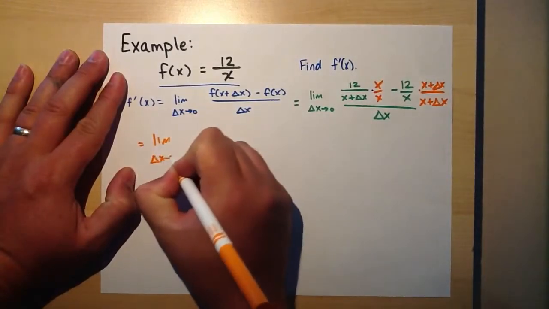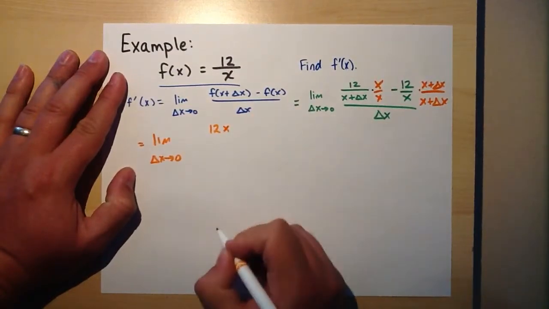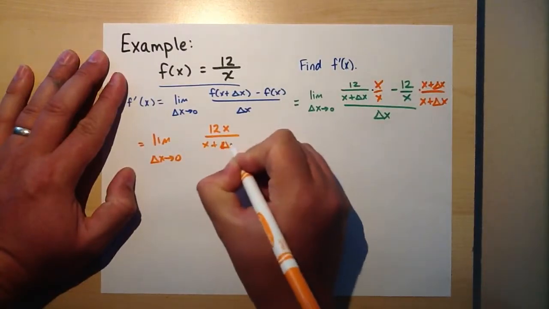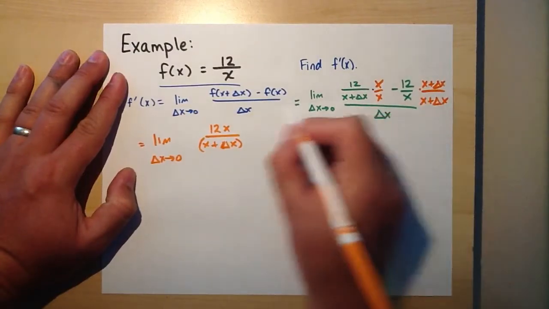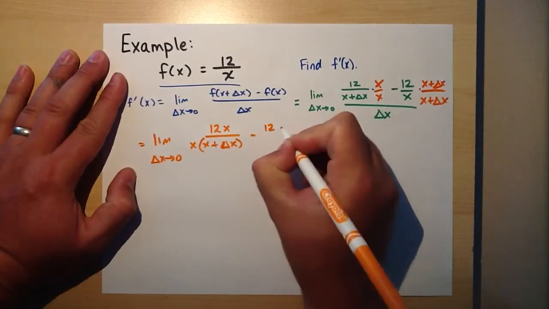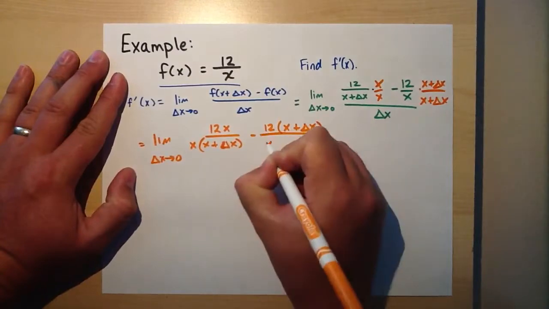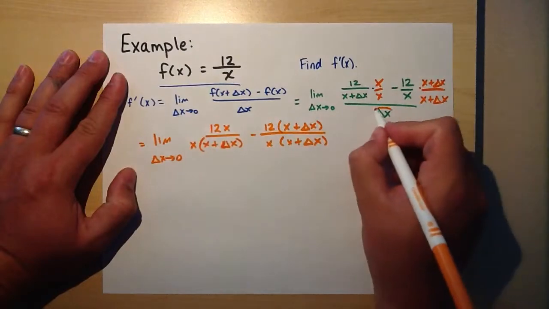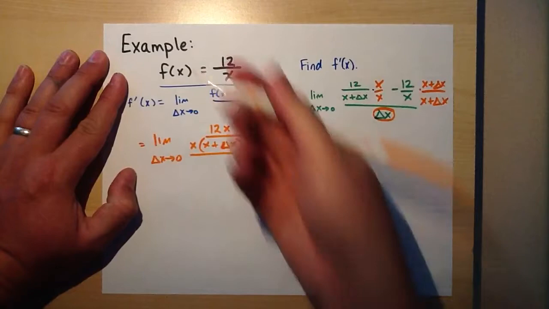Okay, now let's clean it up a little bit. We're going to get ourselves a common denominator. I'm going to multiply across the top here, so that's 12x over x plus delta x times x. I'm going to put that x here, not on the right. I like to move it out front to the left, so I'm going to put it right there. Minus 12 times x plus delta x over x plus delta x. Don't forget that delta x stays on the bottom. He's the whole reason we're having to do all this.